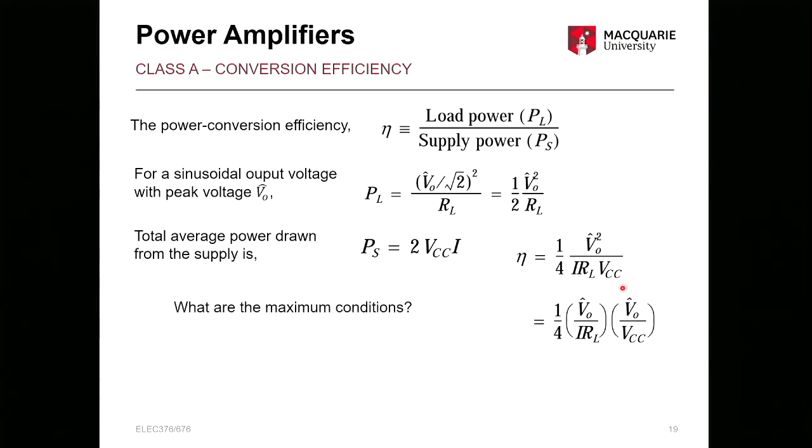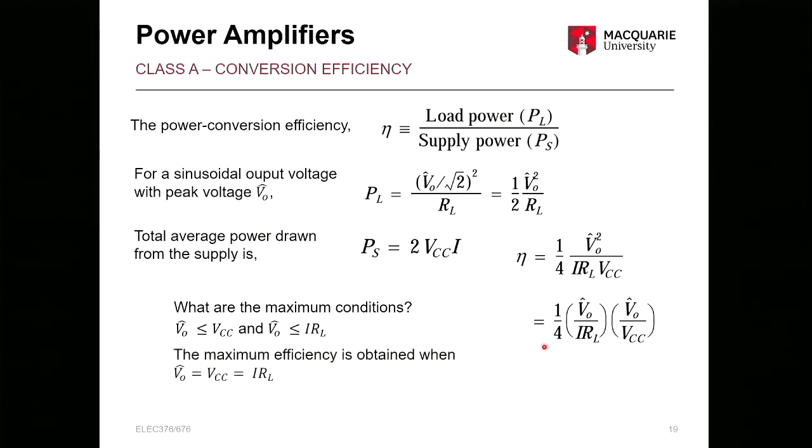So what are the maximum conditions? That's where it's useful to have this equation in this form, so of course these two are just equal. But we know that our V out cannot exceed VCC, and we know it can't exceed IRL. Remember from that transfer characteristic we had the limits where we would typically try to make IRL equal to VCC anyway. So our maximum conditions are going to be when V out is equal to VCC, which is equal to IRL. You can see very straightforward that would make both of these brackets equal to 1, which means our efficiency is 1 over 4, so 25%.